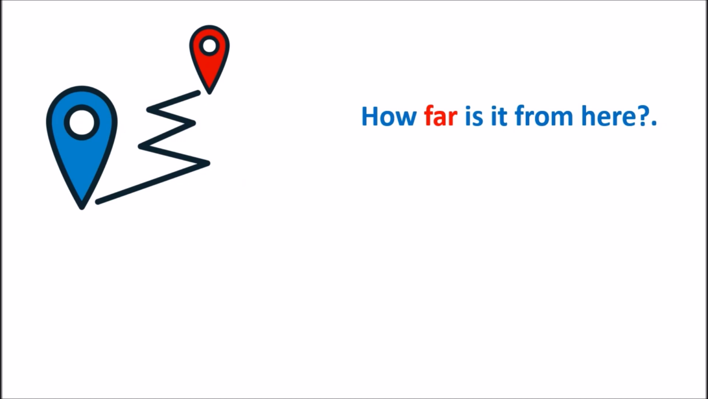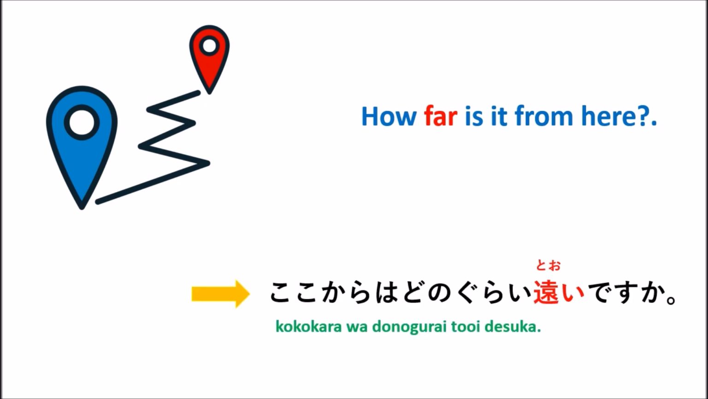And in this case, if you want to ask how far it is from point A to point B, how do you create the question in Japanese? You say, how far is it from here? This means you are in some location and you want to know the distance to another location. So you can say, how far is it from here? You can say it like this: ここからはどのくらい遠いですか?